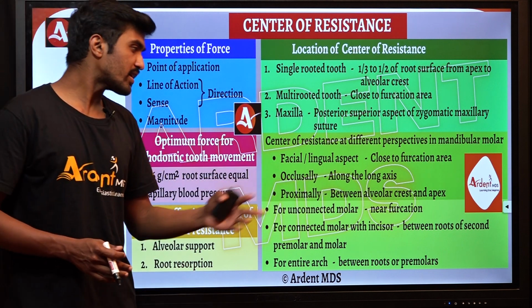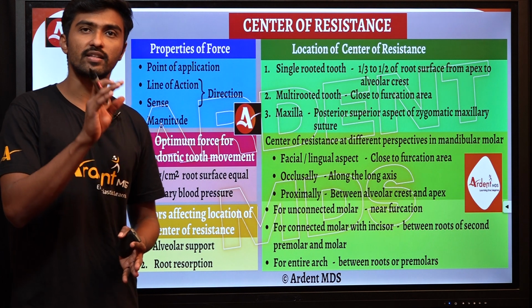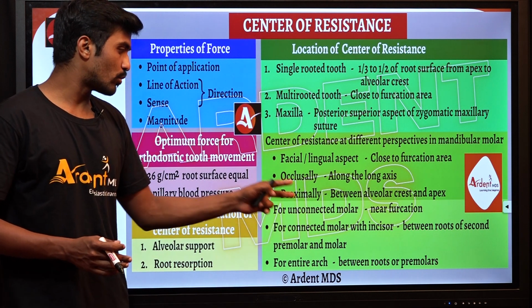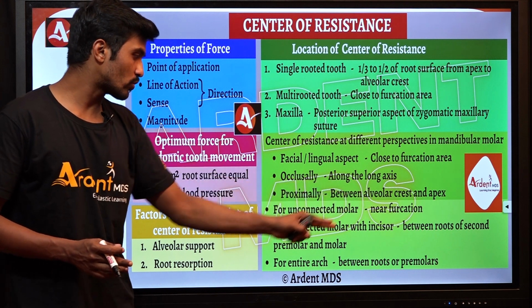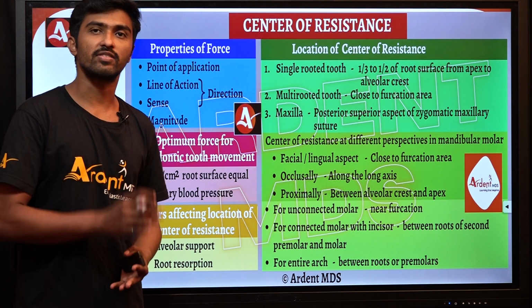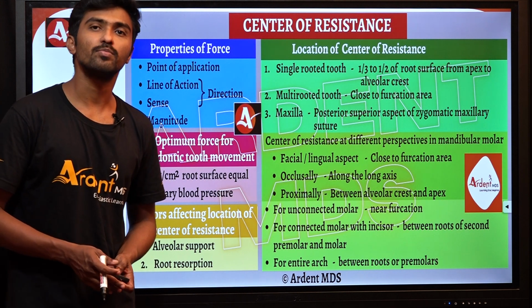For an unconnected molar, the center of resistance will be at the furcation area, just like the multi-rooted tooth. In case where the molar is connected to the incisor, it is between the roots of the second premolar and molar. And for the entire arch, we know that the center of resistance is located between the roots of the two premolar teeth.